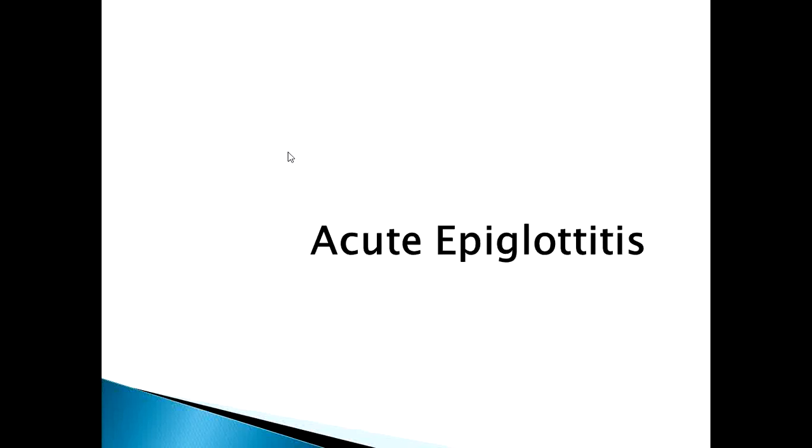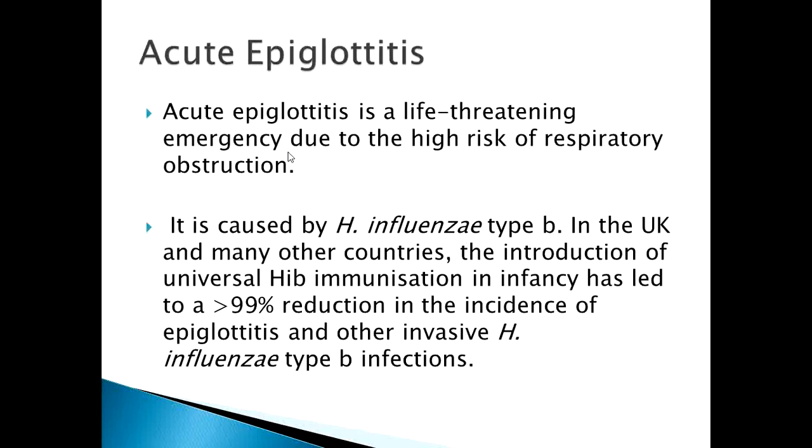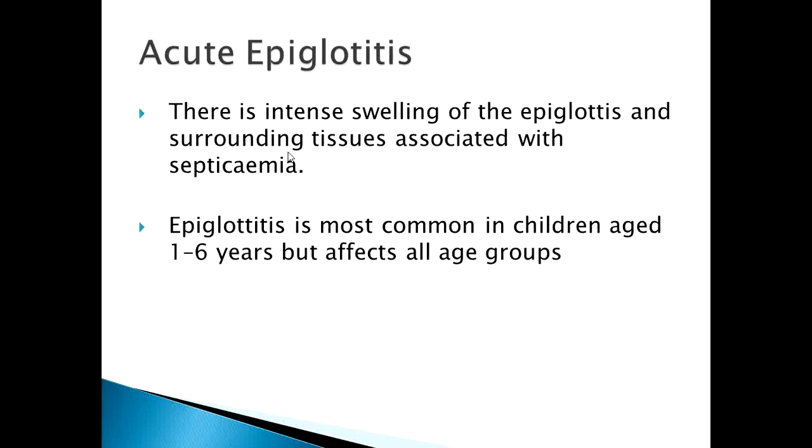So next is acute epiglottitis. This is a severe condition, and is a life-threatening emergency due to the high risk of respiratory obstruction. It is caused by Haemophilus influenzae type B, so it is a bacteria. In the UK and in many other countries, like in Pakistan, the introduction of universal Hib immunization in infancy has led to more than 99% reduction in the incidence of epiglottitis and other invasive Haemophilus influenzae type B infections.